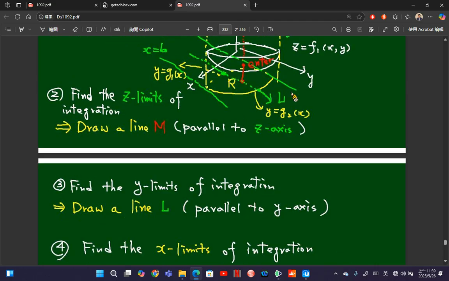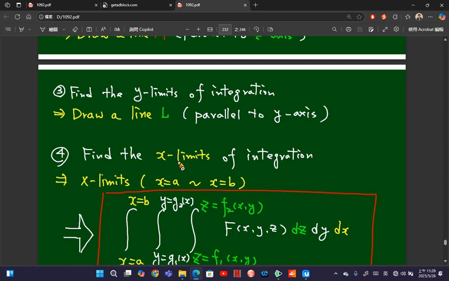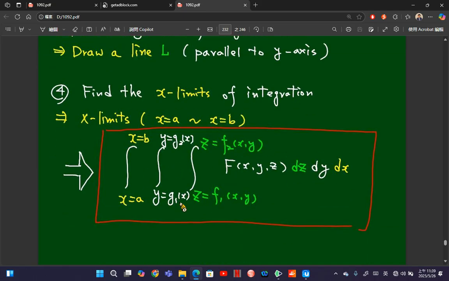Then finally, because it has already been reduced to a double integral, we collect all the pieces from the x angle. So finally you can have this one. You can see it's almost the same. If you hide the z part, then actually you come back to the double integral.